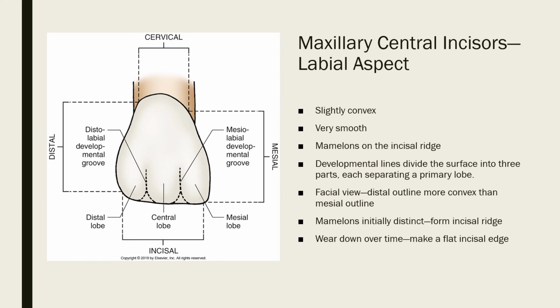So when we look at the labial aspect, we're going to see that it is slightly convex. It's pretty smooth. It erupts with these mamelons. So remember, mamelons are like the scallops, right? That kind of helps it, they think it helps cut through the tissue a little bit better. They do wear after time. Then we have these developmental lines that divide the surface into 3 parts, and those are our developmental grooves, and it's just right in between all of those mamelons, okay?